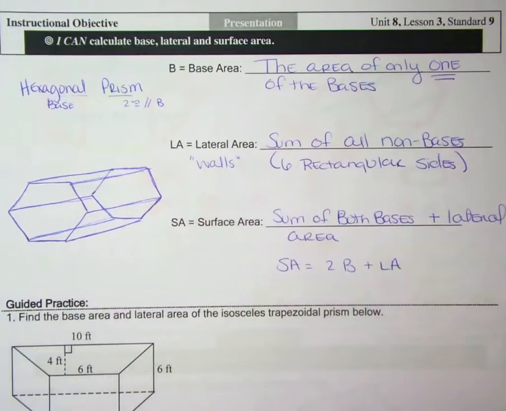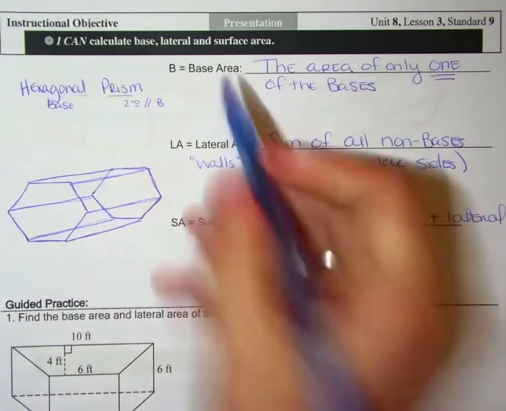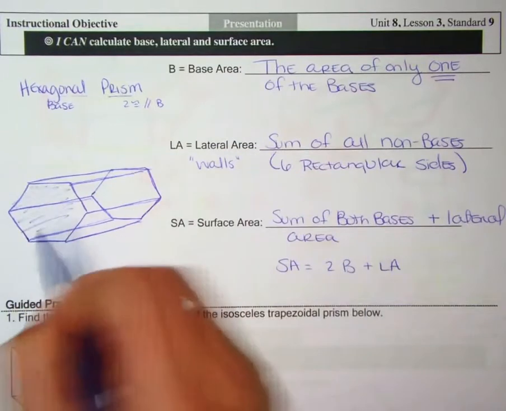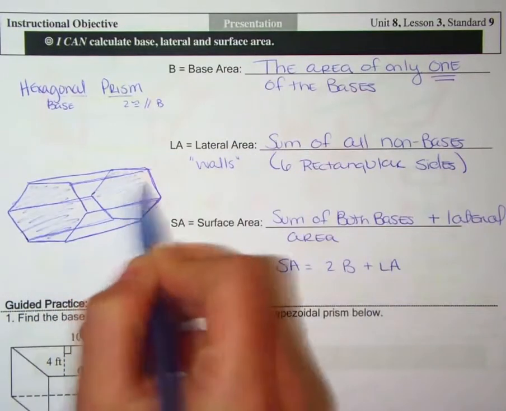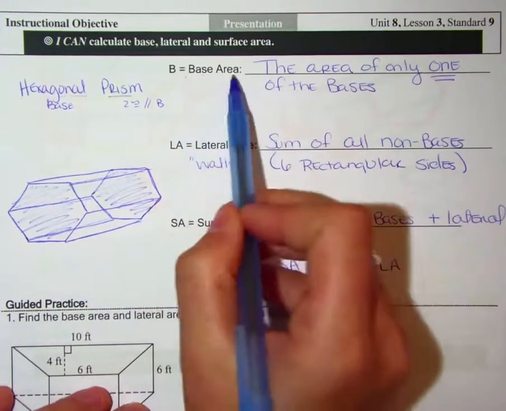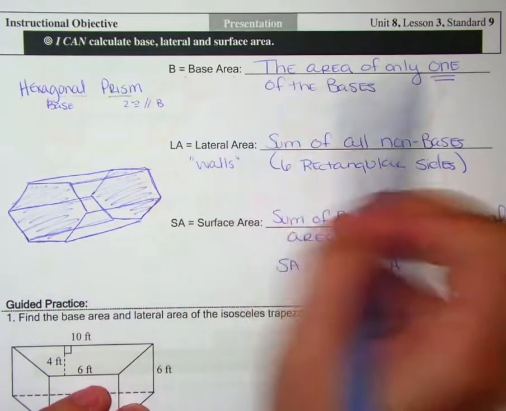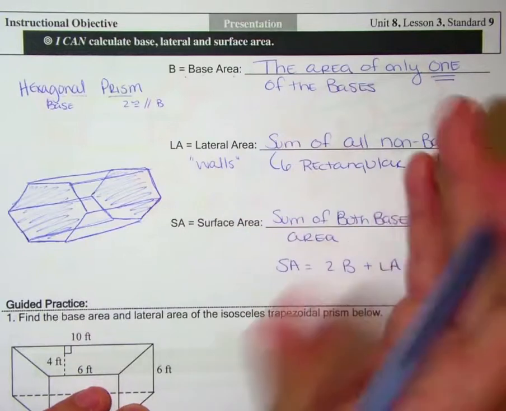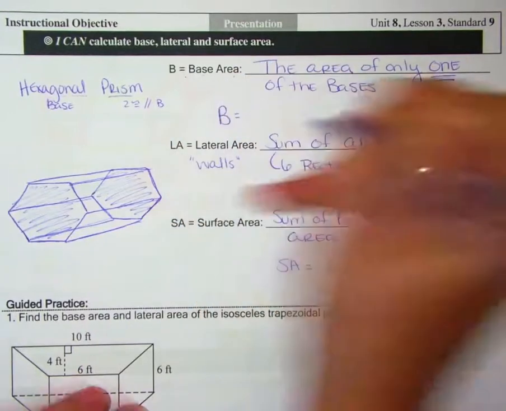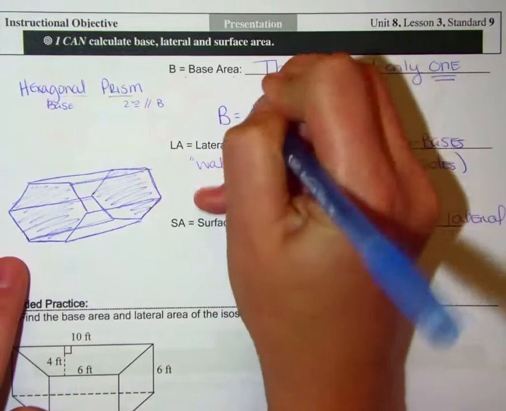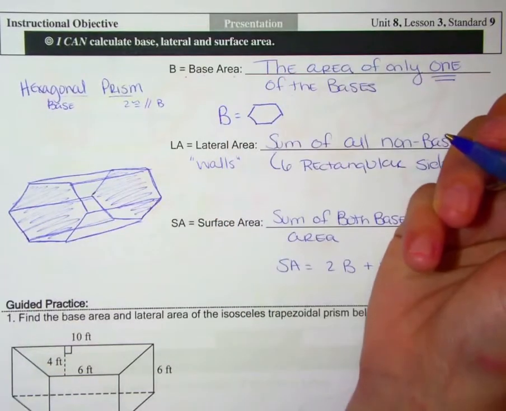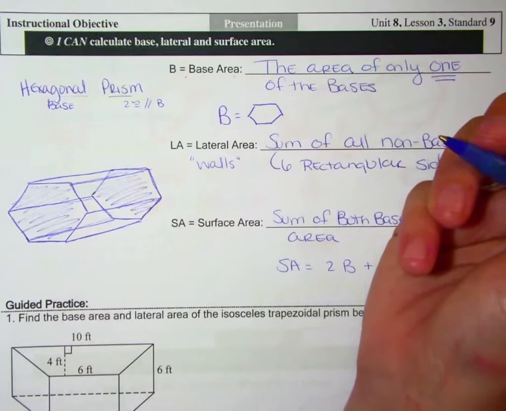the base area, okay, what we want to get used to doing is shading the base. The base is a hexagon. So if we are ever asked to find base area, it's the area of just one of the bases. Okay, we just need to find the area of the base. So we find base area by, in this case, finding the area of a hexagon, right, which we learned how to do last unit.